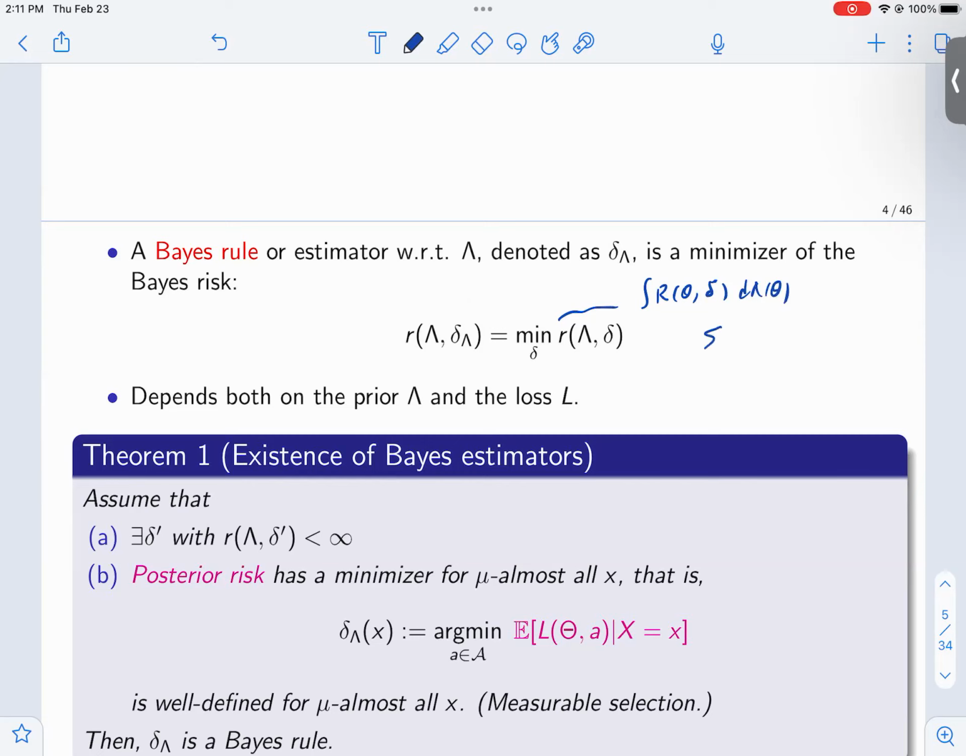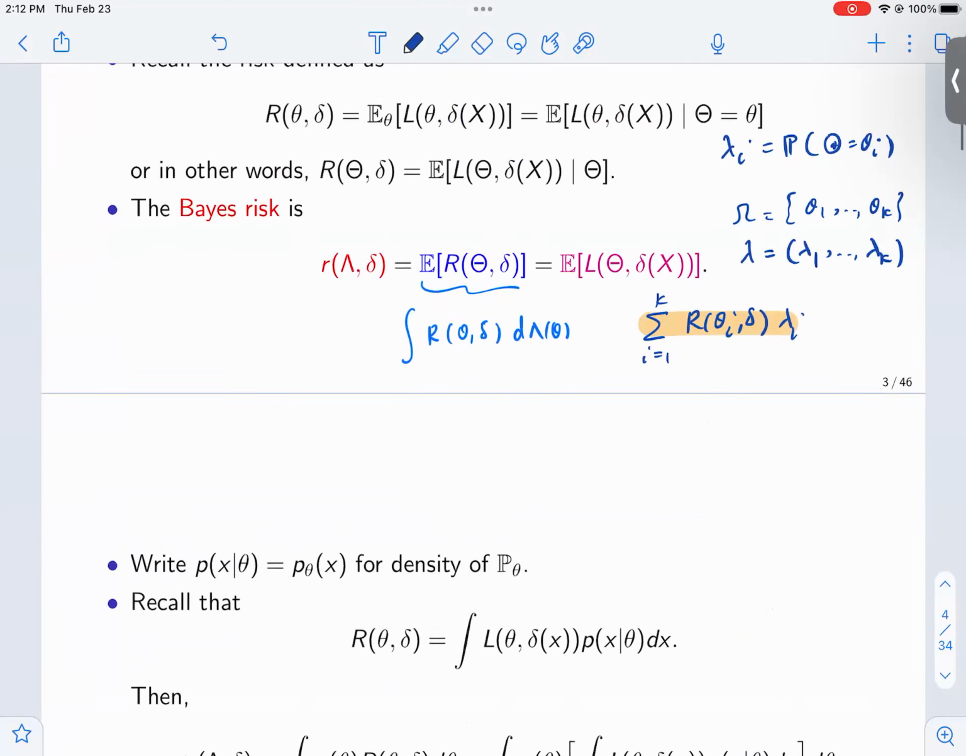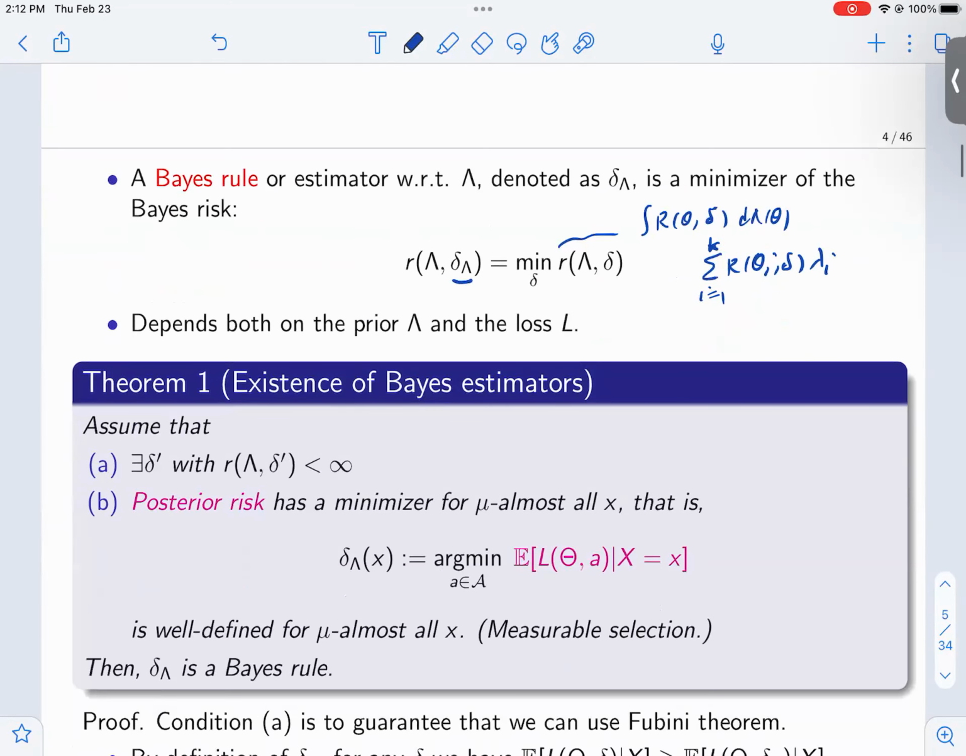Or if you want, just summation. So the Bayes rule is the rule that minimizes this over all possible decisions. You're going to write it like delta lambda because it depends on the prior and also depends on the loss. Okay, questions? So this was last time, and we're now just going to minimize this.